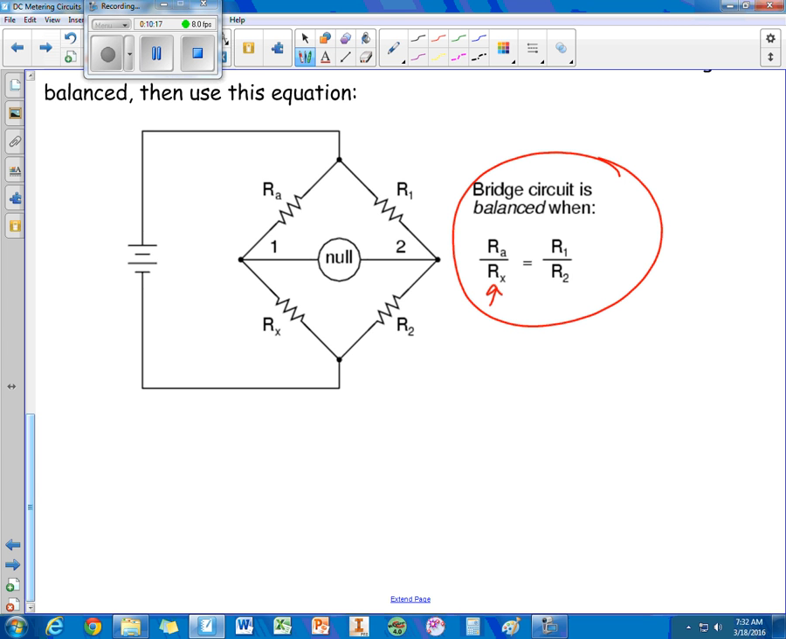And we'll be building some of these circuits in class to find the resistance of pieces of wire, unknown resistors, coils of wire, stuff that we don't know. All right, this concludes the notes on this unit.